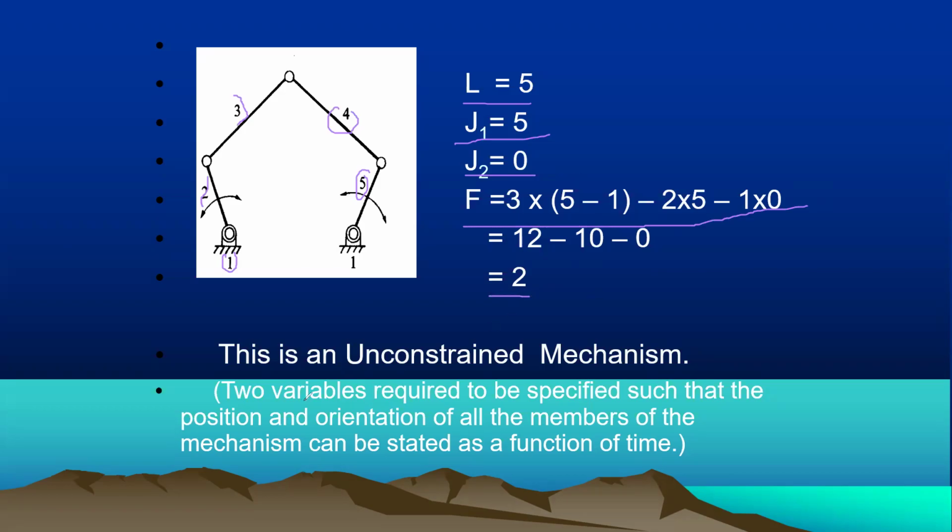This is an unconstrained mechanism. 2 variables are required to be specified such that the position and orientation of all the members of the mechanism can be stated as a function of time. Okay, let's see another example.